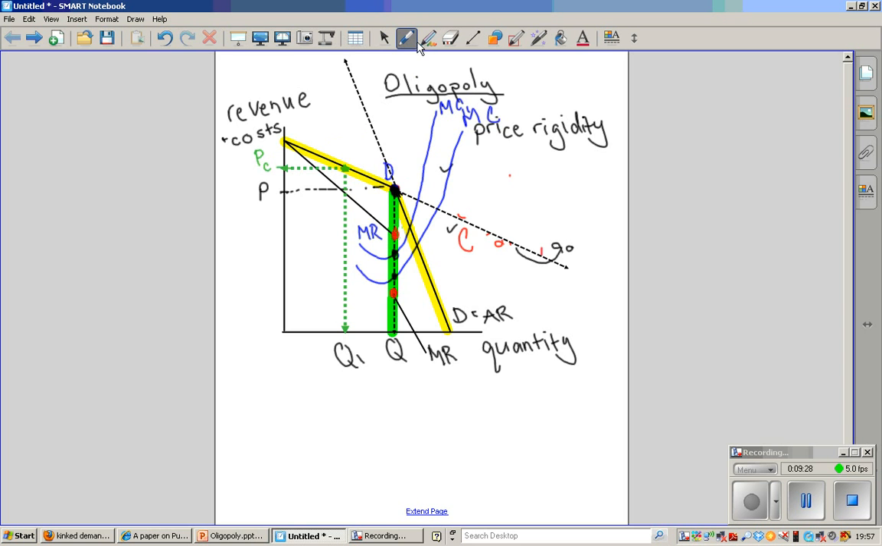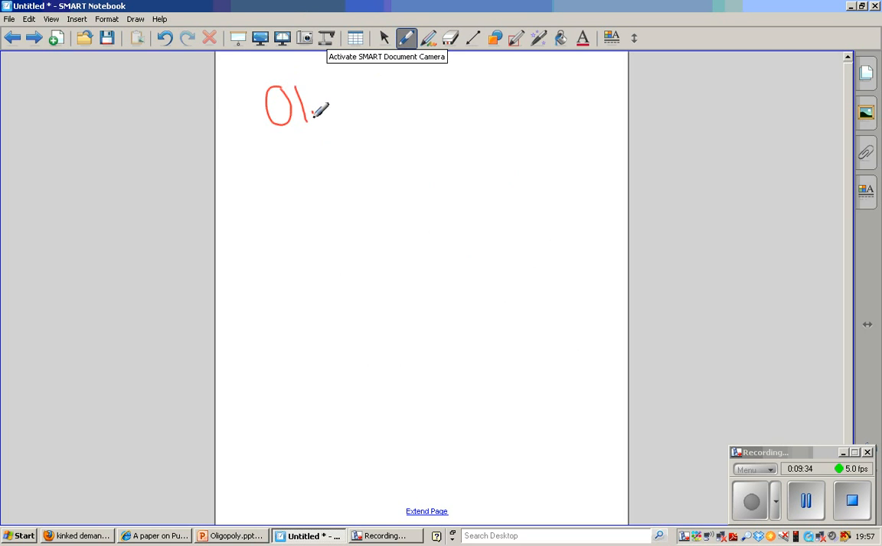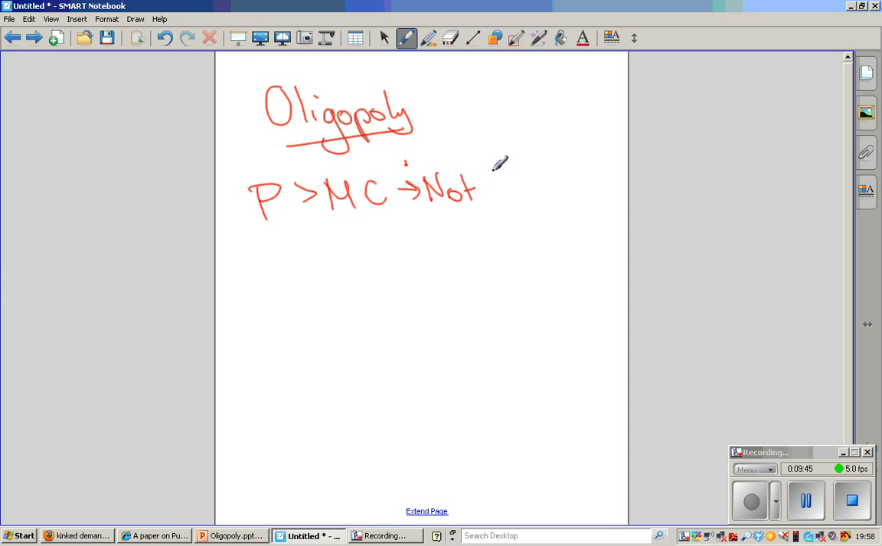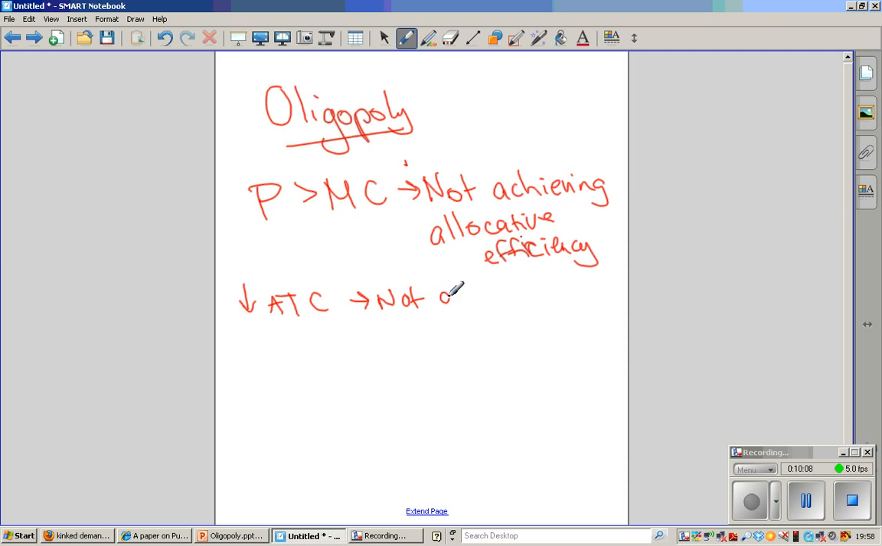The other two things to note here. Let's get a clean sheet. In oligopoly, price, as we saw, was greater than marginal cost. So that is not achieving allocative efficiency. And we also know we're not operating at the lowest part of the average total cost curve. So no, not achieving.